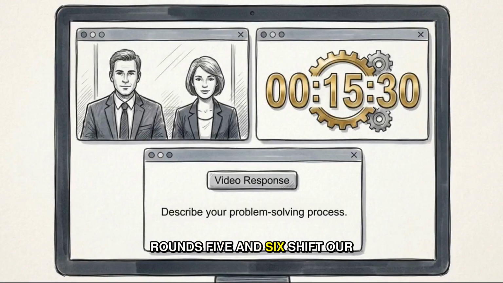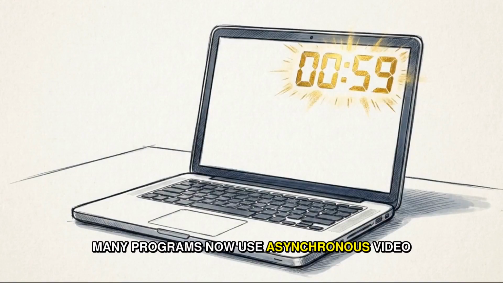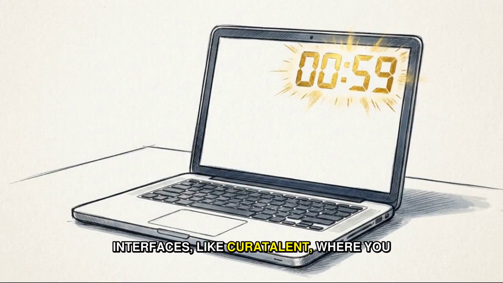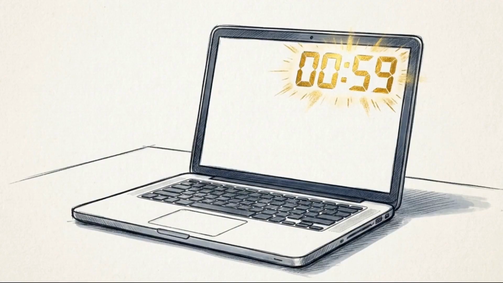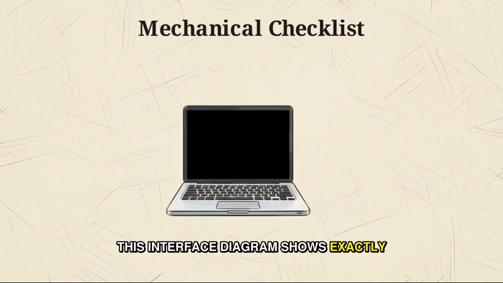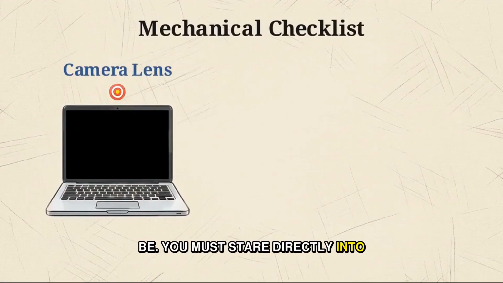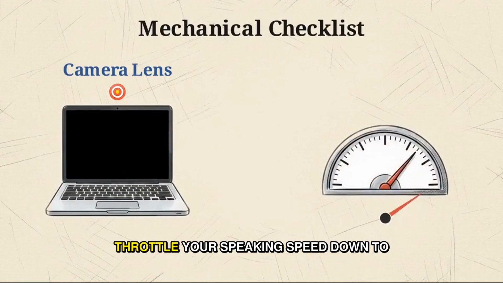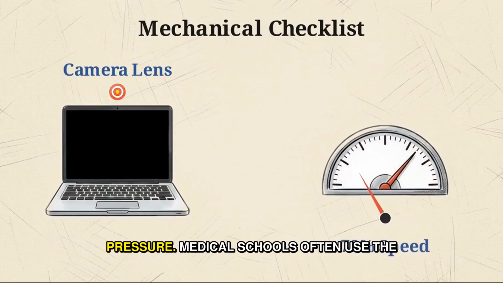Rounds 5 and 6 shift our focus away from the content of the questions and directly onto the format complexity. Many programs now use asynchronous video interfaces like CuraTalent, where you are speaking to a blank screen with a ticking timer. This interface diagram shows exactly where your physical mechanics need to be. You must stare directly into the camera lens to simulate eye contact, and you must intentionally throttle your speaking speed down to 70% to maintain clarity under pressure.